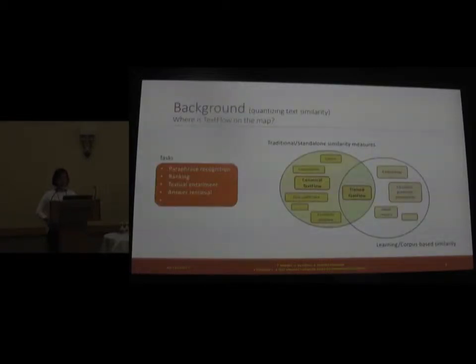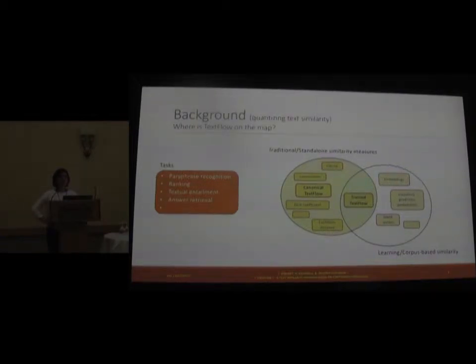So where does this stand, these TextFlow measures, in the world of text similarity measures? In its canonical form, it's firmly with the other standalone similarity measures like Jaccard or cosine distance. But when you add the parameters and train the parameters, then you can actually train it for a task or corpus-specific performance. So it crosses both of these worlds.